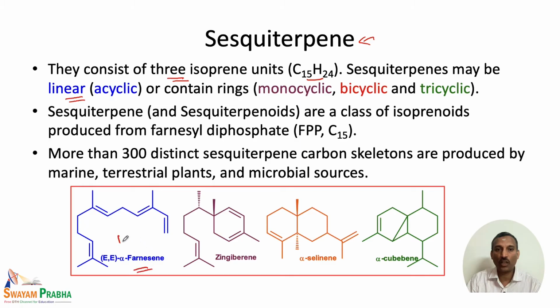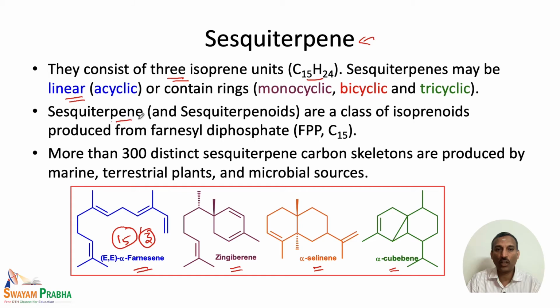Here we have a 15 carbon unit present. In other words, a combination of 3 isoprene units leads to these kinds of compounds. If they have rings, the ring may be either a monocyclic ring, a bicyclic ring, or even a tricyclic ring. So, these are all the various ring structures that are possible for the sesquiterpenes. Zingiberine is an example of a monocyclic ring system. Selinene is an example of a bicyclic system. Cubebene is an example of a tricyclic system.